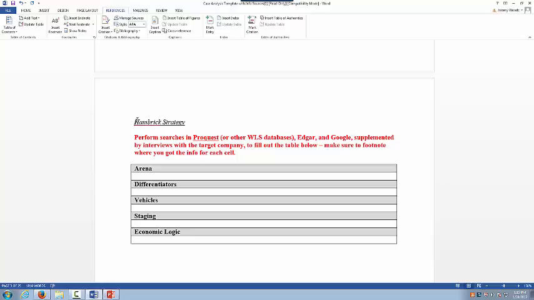And then finally, what is their economic logic? Are they low cost? Are they differentiation? How does the company make a profit? And fill out that table. Now, I want these tables to fit on one page.